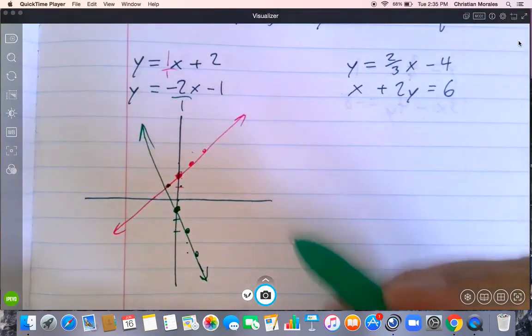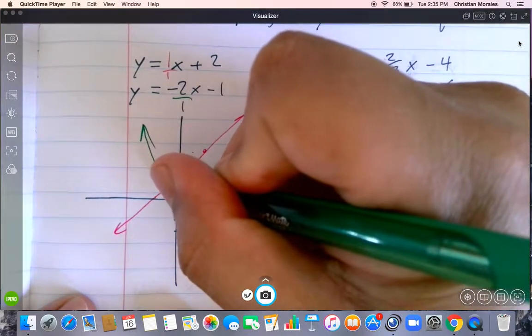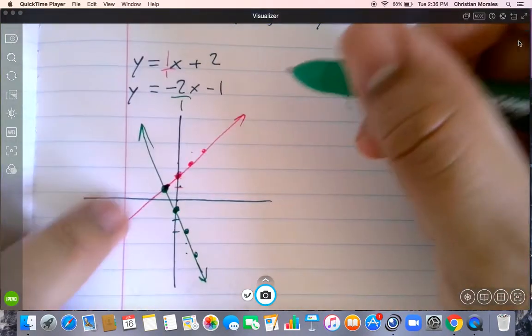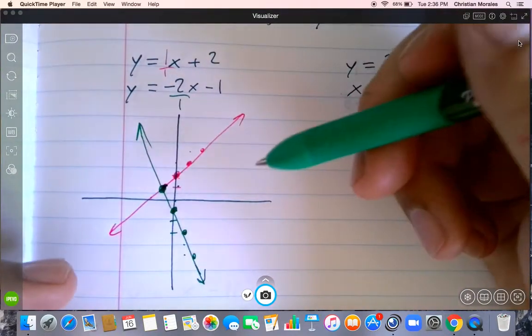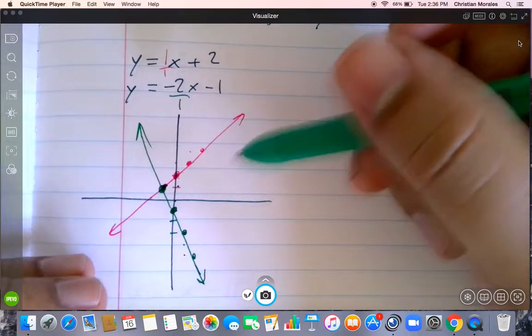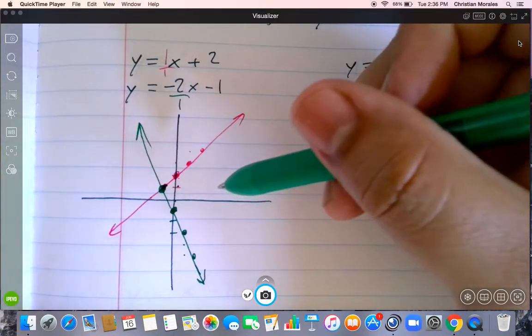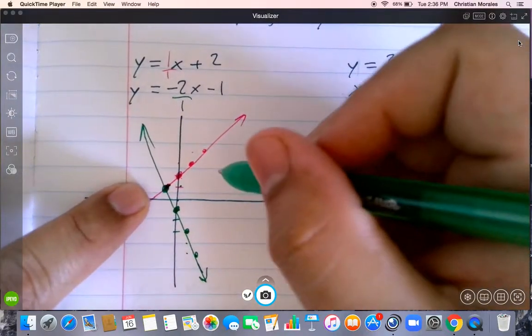Okay. Now, it's helpful if you have graph paper because you're trying to find out where these lines cross. Where does this happen? Because that's your answer. Your answer is wherever these lines intersect. You're looking for the intersection of both lines. That is going to be your answer. That is your solution.